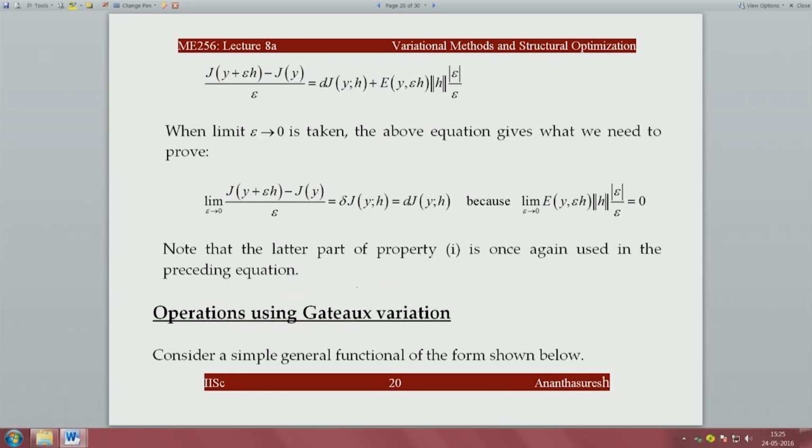Okay. Now, this one we rearrange slightly, so we take that epsilon that was there on the right hand side here and take this dJ over there, then we get something like this.